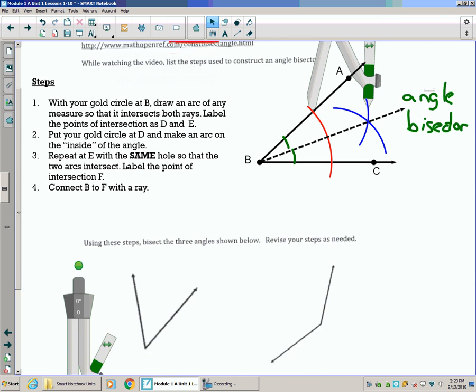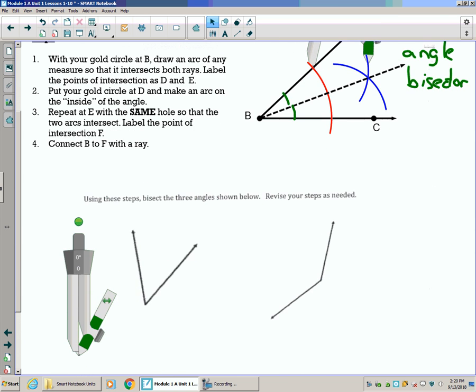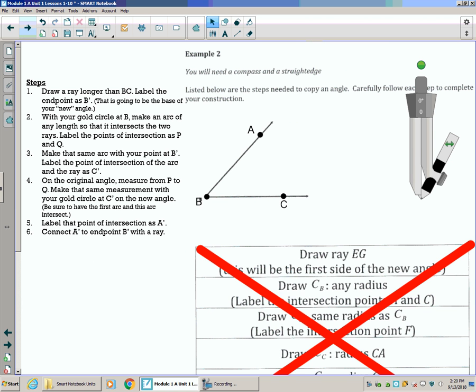On the bottom are two further practice angle bisector questions, which you can work on if you want to practice this again. But I'm going to skip ahead to the last construction, which is copying an angle.